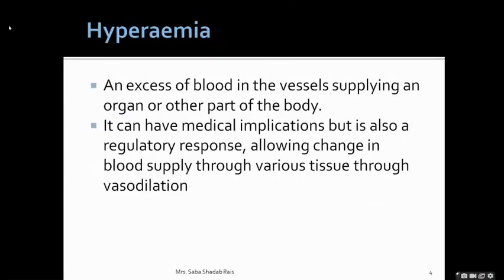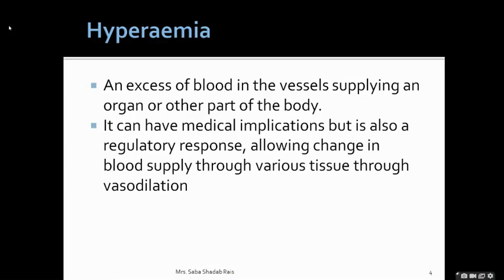First, we will talk about hyperemia. Sometimes hyperemia is also spelled differently, so it is pronounced as hyperemia or hyperemia. Both are correct. Now, what is this hyperemia? In short, hyperemia is increased blood flow. Now, why are we studying hyperemia under this heading?